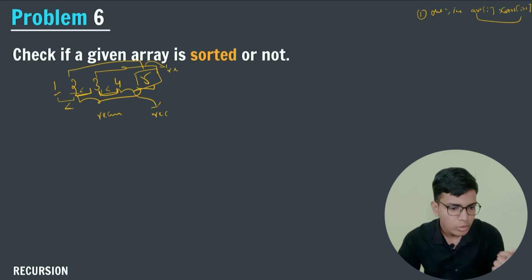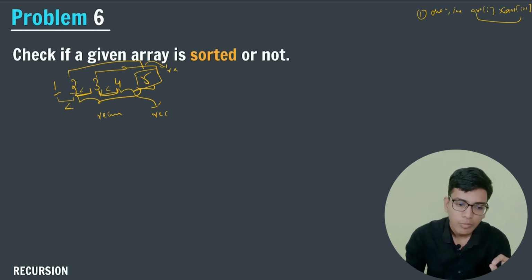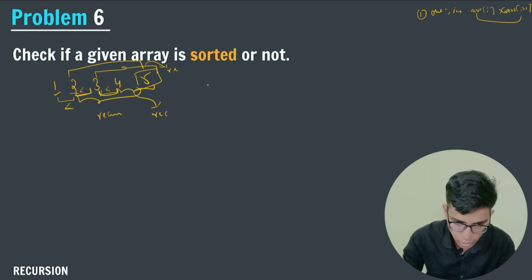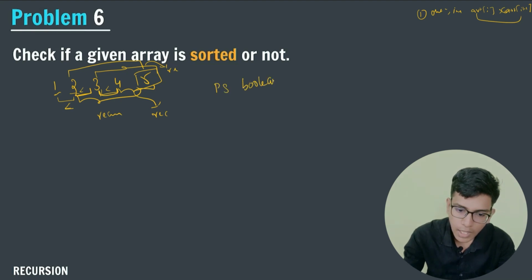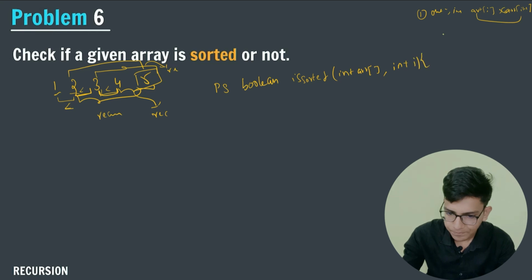Now let me write the pseudocode so that you will understand it even better. Our pseudocode will start with a public static boolean type function. I am going to return either true or false. If the array is sorted, then I will return true. If not, then I will return false. So public static boolean isSorted is my function name. After that I am passing here int arr, and after it the initial index I.